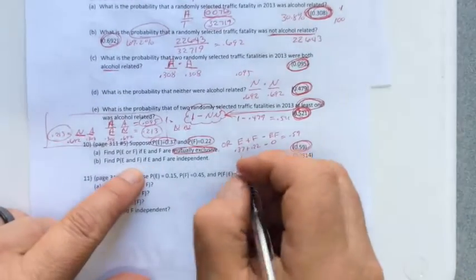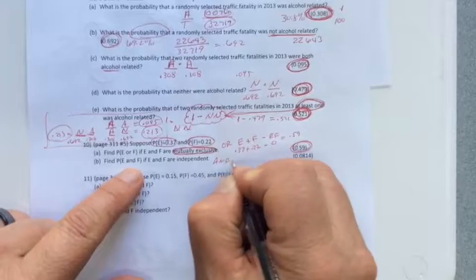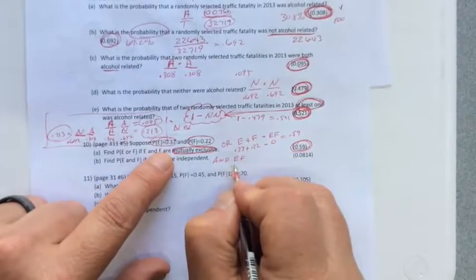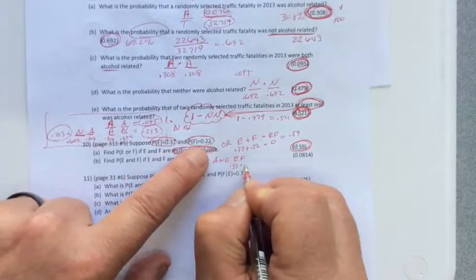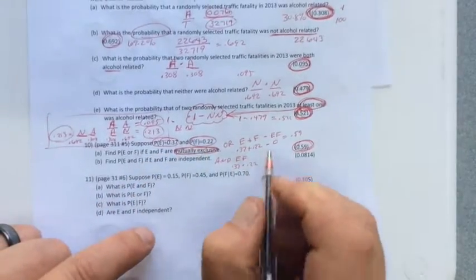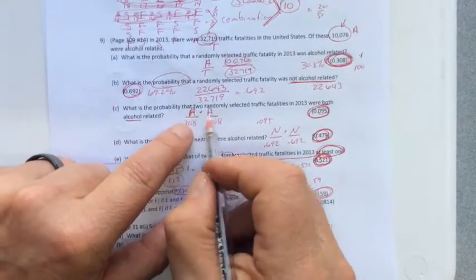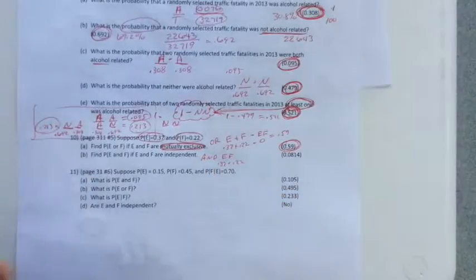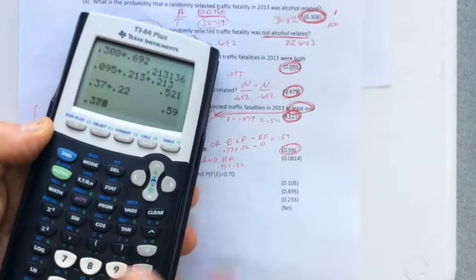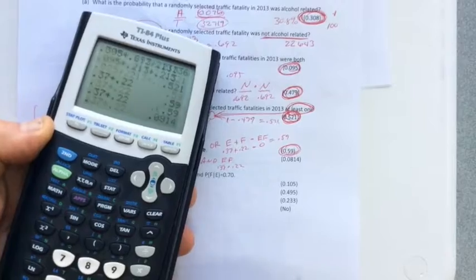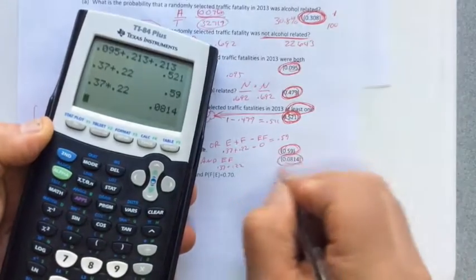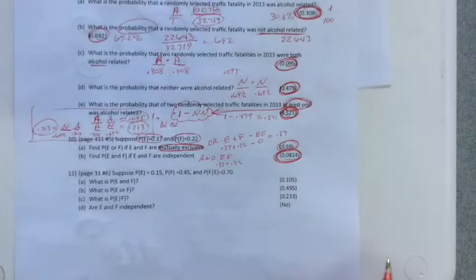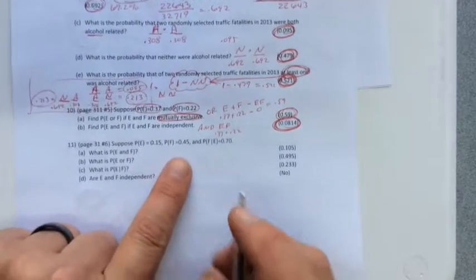Okay, E and F, that's both of them. E, which is 0.37, times F, which is 0.22. See, and means they both have to happen. It's just like up here. When two things have to happen, you multiply them. Okay, so 0.37 times 0.22 is where they got 0.0814. Okay, so here we go.